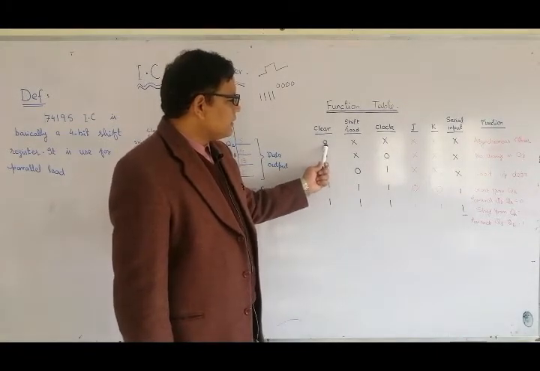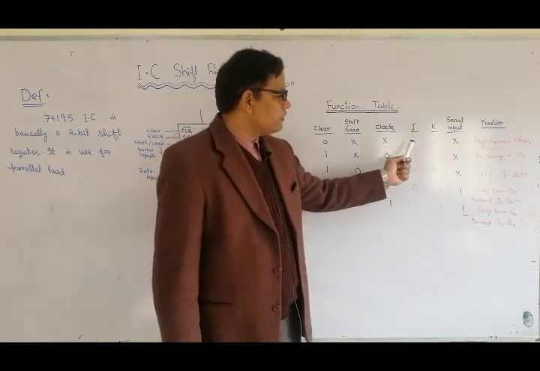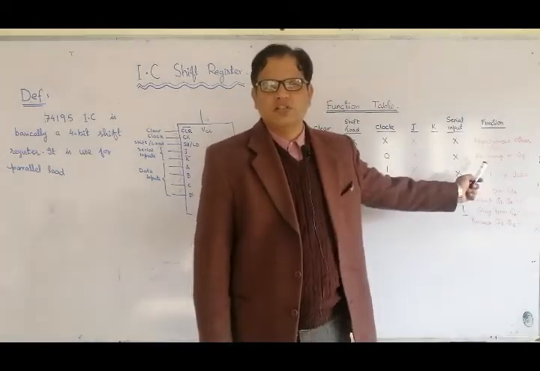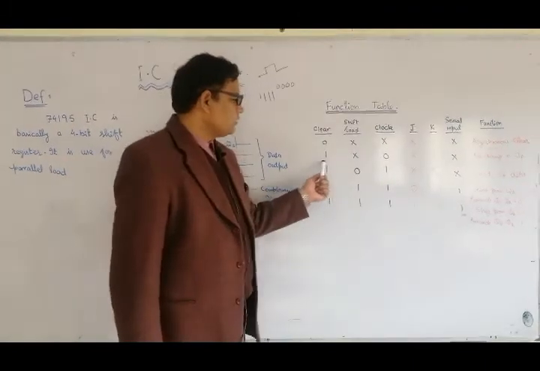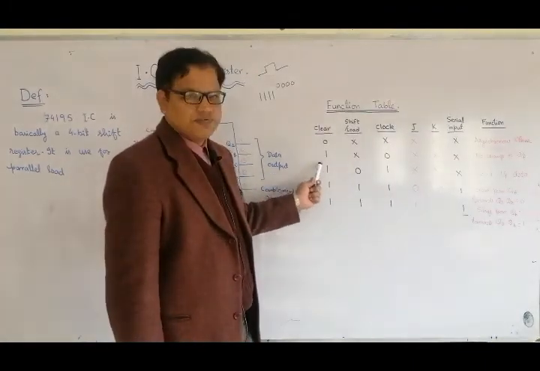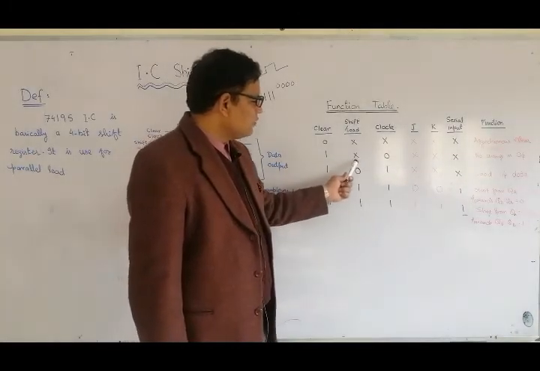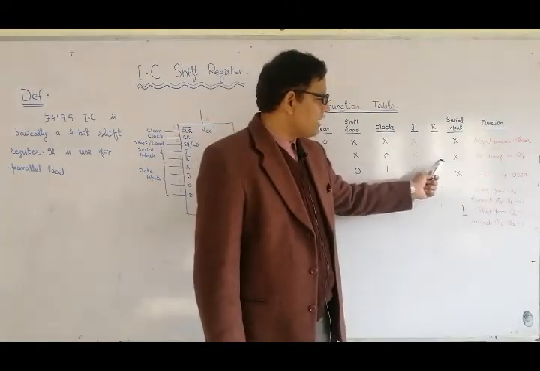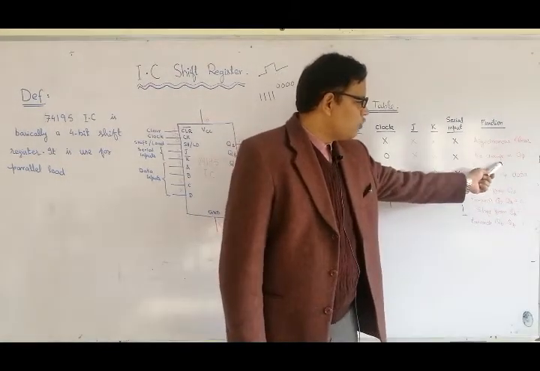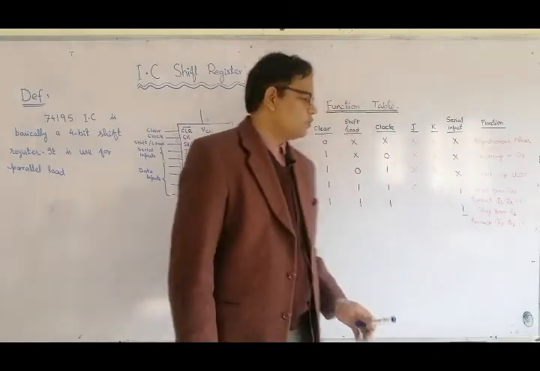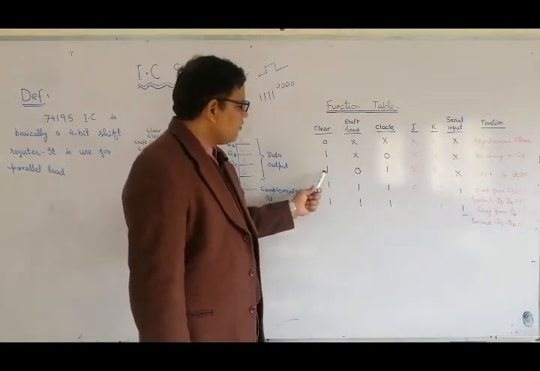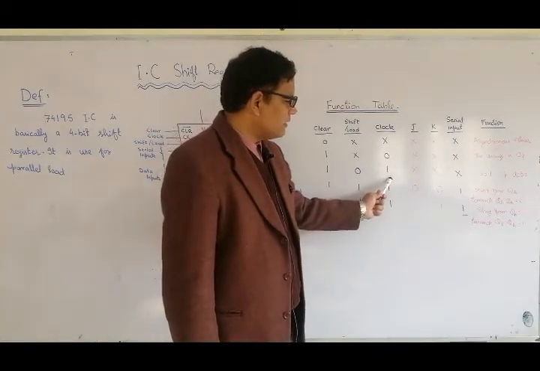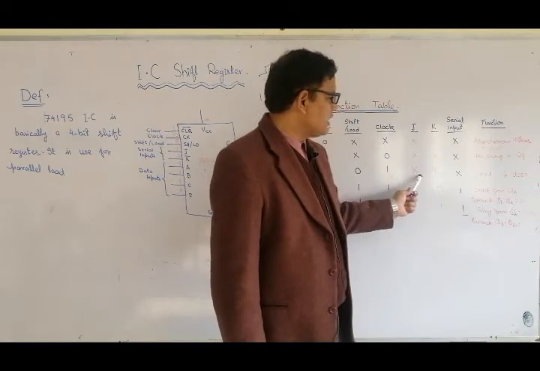When you apply a clear of 0, with no shift/load, no clock pulse and no serial input, this function is known as asynchronous clear. On the second stage, we have high, plus 5 or 1, at clear, no shift/load, and no clock pulse, so there is no JK action and no serial input, so there is no change in output. Now function number 3: clear is at 1, shift/load is 0, and the clock pulse is high, so there is no change at JK or serial input.